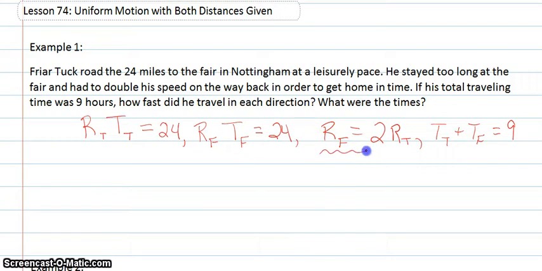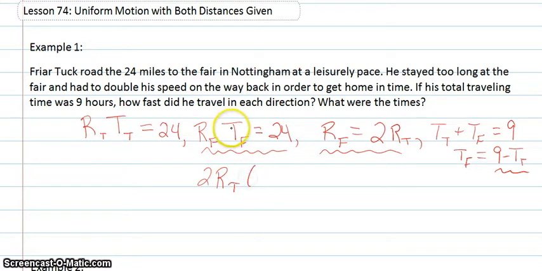Now I have the R sub f solved for, so I'm going to be subbing into this equation here. So that means I need to get the t sub f by itself. So I would subtract the t sub t. So t sub f equals 9 minus t sub t. And now I can substitute this in also. So I know R sub f is 2 times R sub t. So I put that in place of the R sub f. And then t sub f is 9 minus t sub t. And then those are equal to 24.